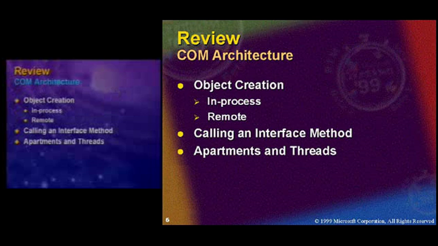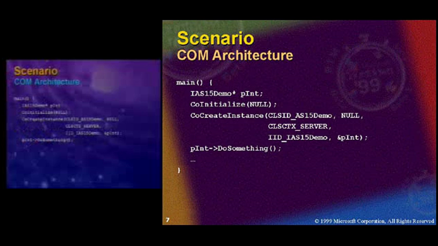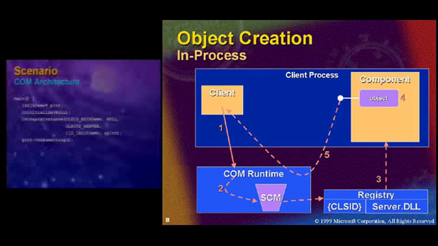So for our review of COM architecture, what we're going to look at is object creation, in process and remote, for DLL servers. We'll look at calling an interface method, and we'll do a very quick review of apartments and threads as they exist today in COM. So here is my program manager type sample code. Co-initialize, co-create instance, and call a method.